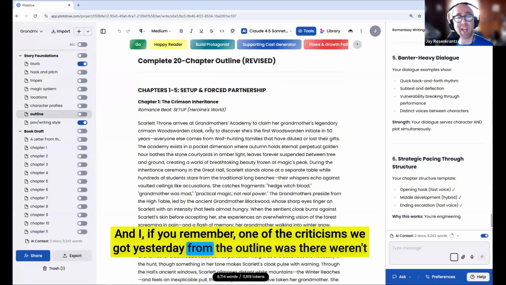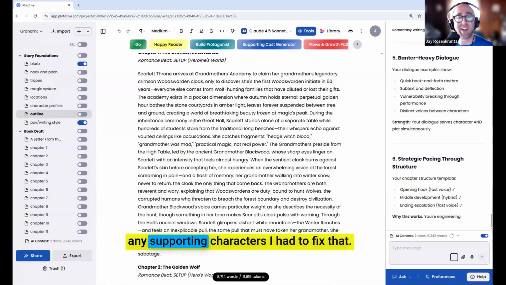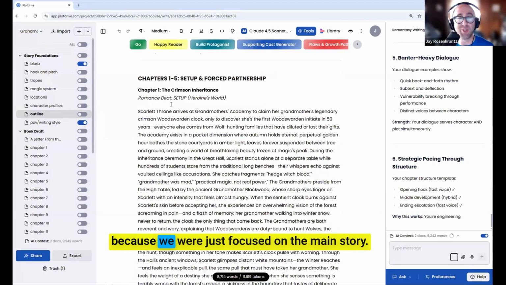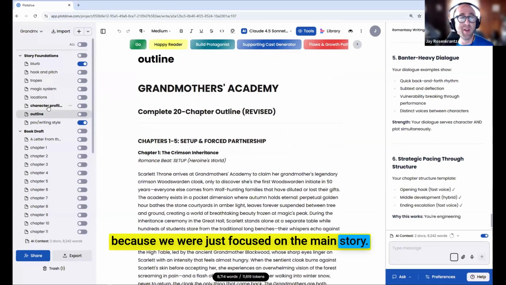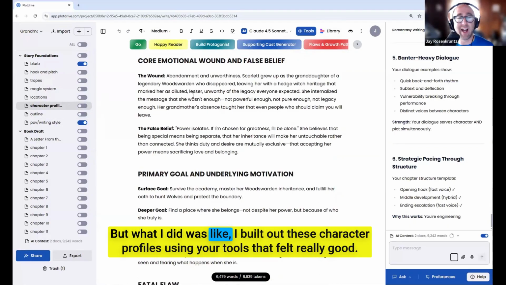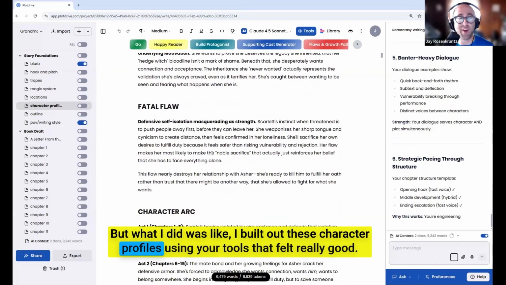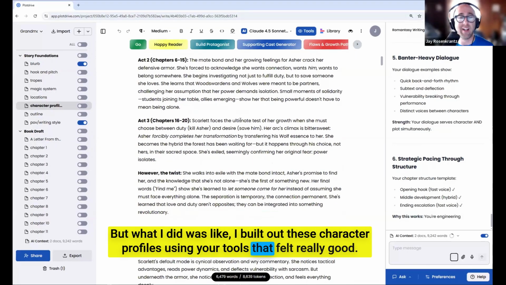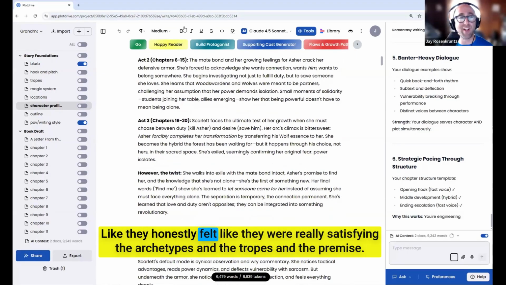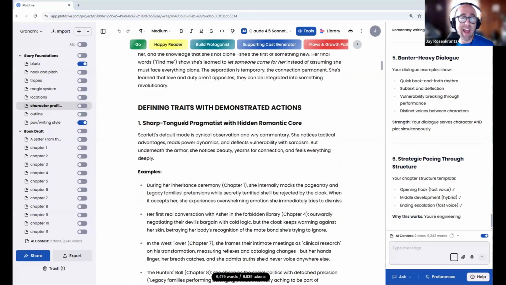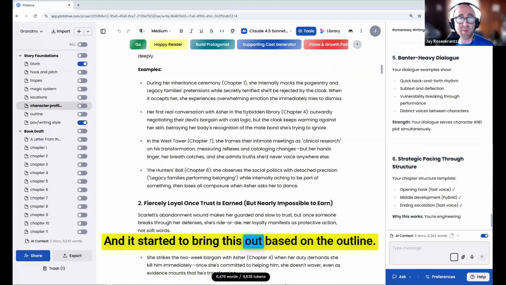And if you remember, one of the criticisms we got yesterday on the outline was that there aren't any supporting characters, so I had to fix that, because we were just focused on the main story. But I built out these character profiles using your tools, and it felt really good. They honestly felt like they were really satisfying the archetypes and the tropes and the premise. And it started to bring this out based on the outline.